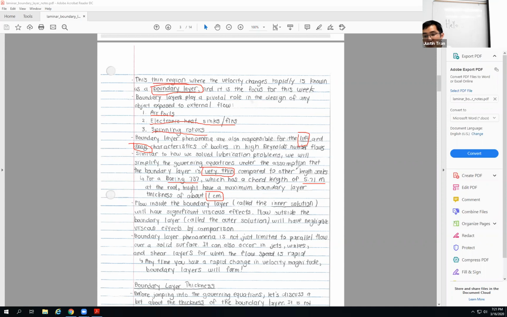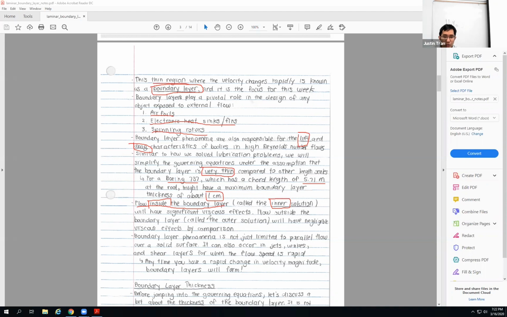But over that really thin region, remember, the velocity is going to be changing really rapidly, so viscous effects are going to be really important. Just some terminology before we move forward. When we talk about flow inside the boundary layer, the key here being inside, we usually call this the inner solution. In the inner solution, viscous effects are going to be really significant.